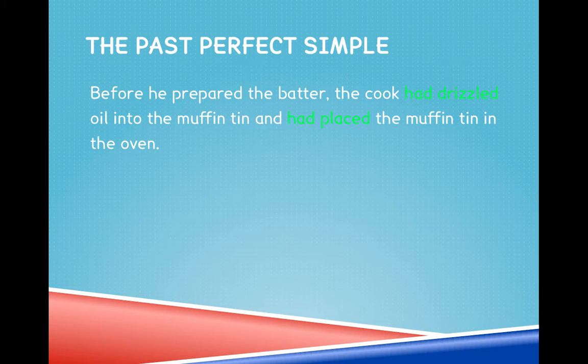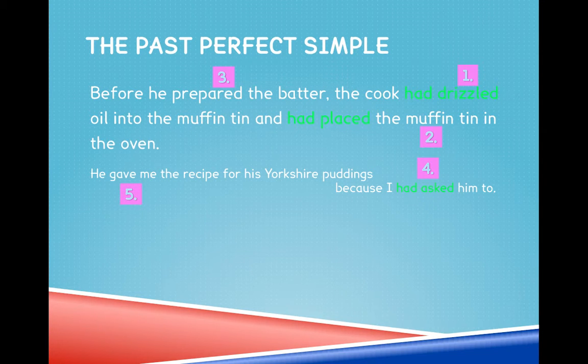Before he prepared the batter, the cook had drizzled oil into the muffin tin and had placed the muffin tin in the oven. So even if we change the word order in the sentence, the order of events is still the same. Events number 1 and 2 happened before event number 3, even if you talk about event number 3 first. Here's another example. He gave me the recipe for his Yorkshire puddings because I had asked him to. First, I asked him, then he gave me the recipe because I had asked him to.